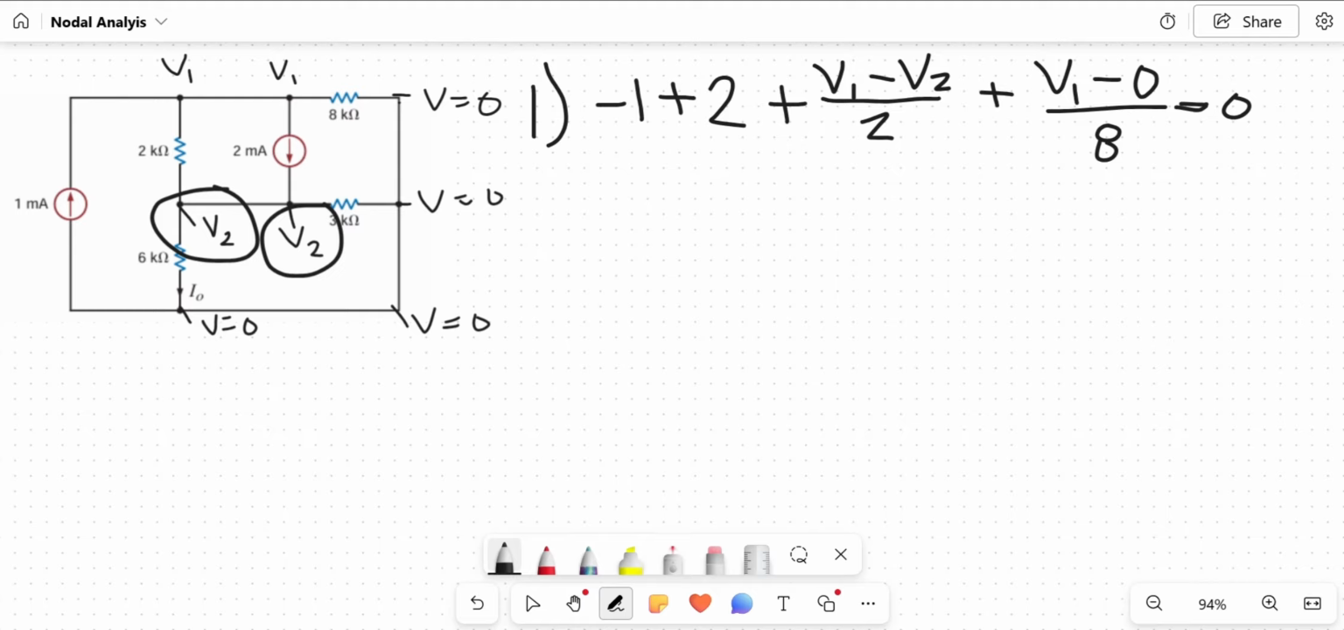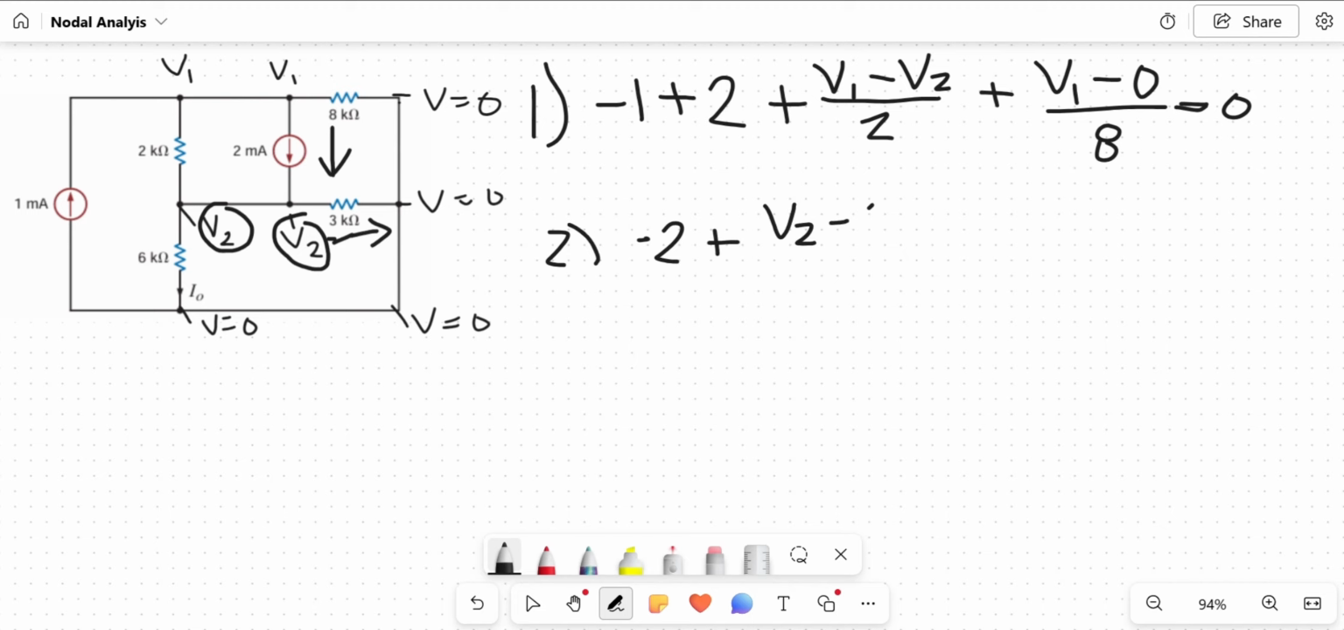Now focusing on V2, our second node, I usually get currents first. There is a current heading towards V2. That will be a negative 2 milliamps. The current going from here to here for the 3 kiloohms, since it's with respect to V2, is going to be V2 minus 0 over 3.